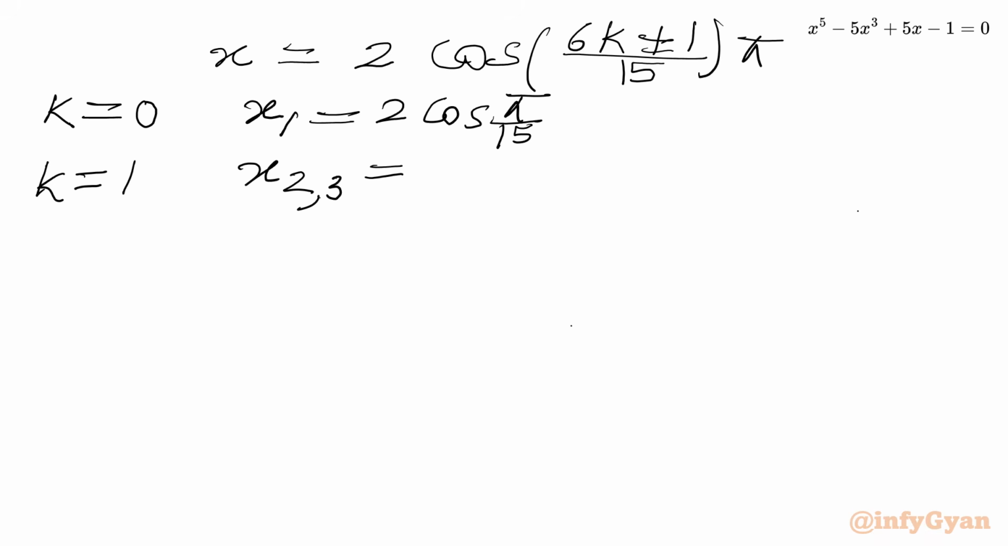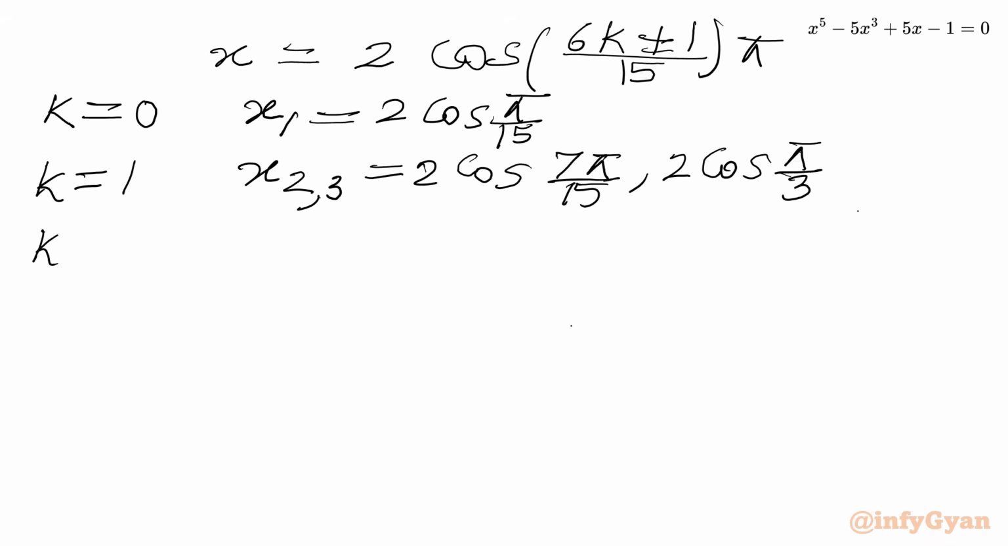I will write here, by putting k equal to 1, 2 cos with plus sign in between, it would be 6 plus 1, so the value will be 7 pi over 15. And with negative sign in between, we will get 2 cos, 6 minus 1 is 5, 5 pi over 15 is pi over 3.